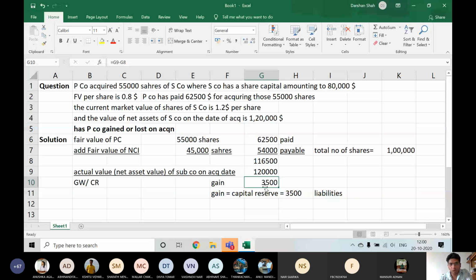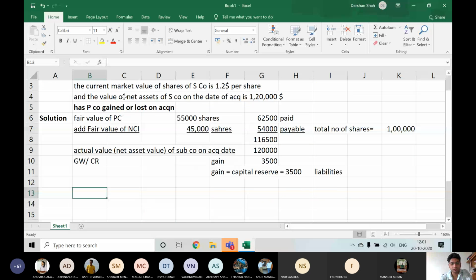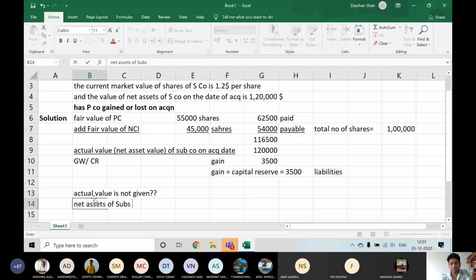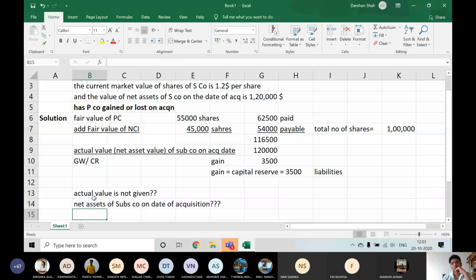Now, this actual value of 1,20,000 I am giving in every problem. If actual value is not given, how will you calculate the net assets of the subsidiary company on the date of acquisition? So in both the problems, I have given you this 1,20,000.